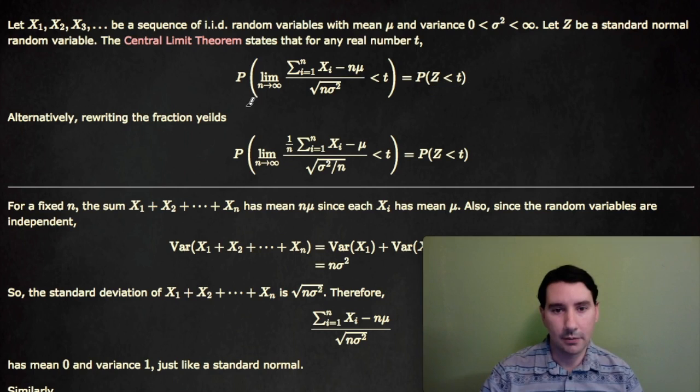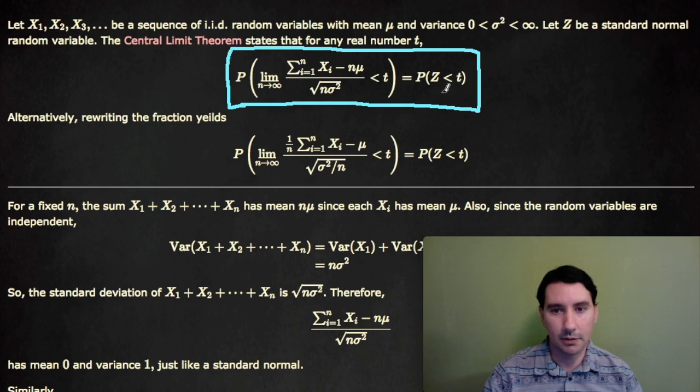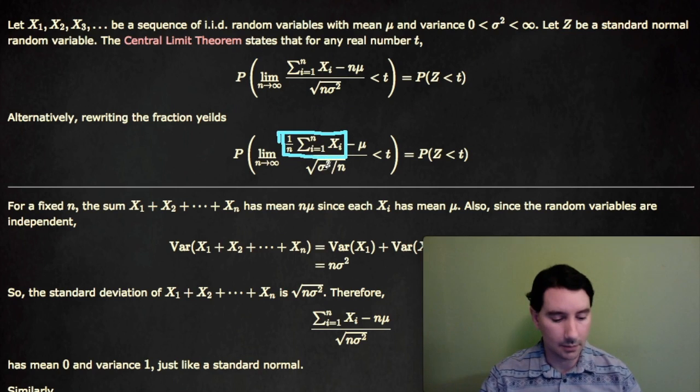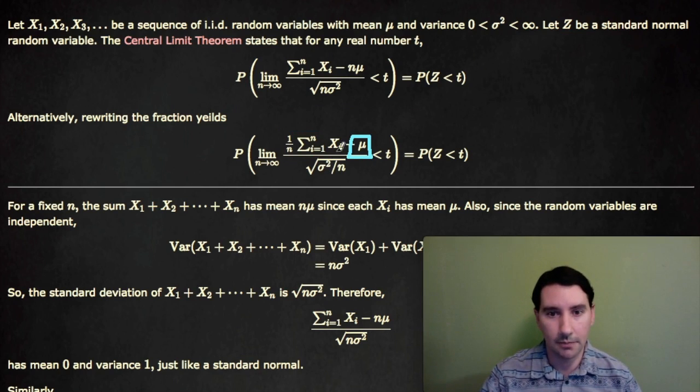So this is the way to formally write that if we take the limit as n goes to infinity, this probability eventually converges to the probability that a standard normal Z is less than a number t. And if we divide through by n on the top and bottom, we can rewrite the formula as the average of the first n numbers minus the average of any one of them, divided by the standard deviation.